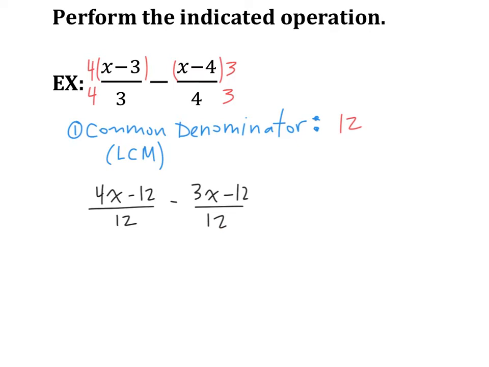So now it's just a matter of combining our like terms. So 4x minus 3x gives us x. The minus 12 minus a negative, that goes to plus 12. So minus 12 plus 12 goes to 0, that goes away. So we're simply left with x over 12, and that's as good as we're going to get there.